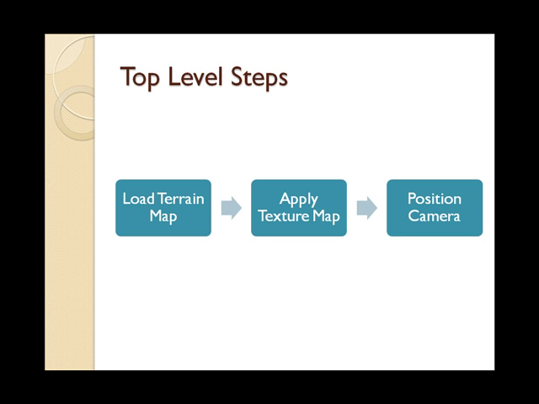The top level steps in actually drawing a terrain include firstly loading the terrain map, applying the texture map. The texture determines what color the terrain is going to be and how the ground is going to look, whether it'll have grass or whatever it is you want to put on the terrain. And finally, we position the camera the way we want it. Of course, in addition to this, you may want to have the ability to move the camera around the terrain or add a character if you're making a game or a simulation or things like that.